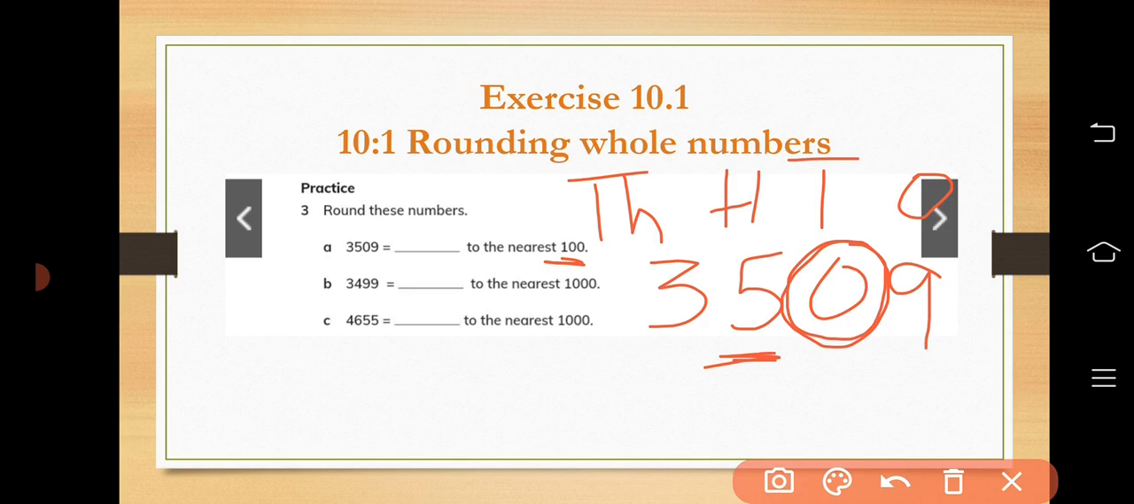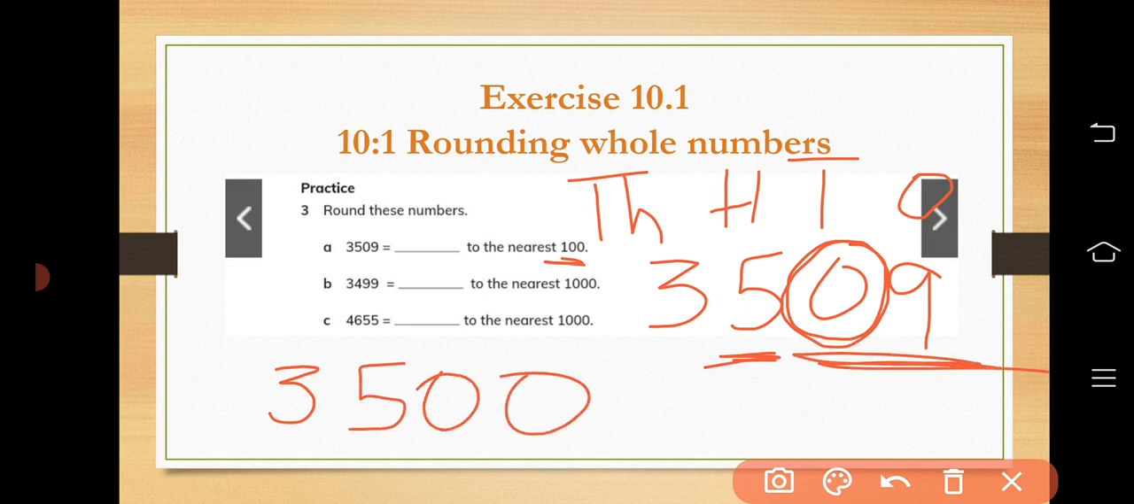So what is the rule? Now you have to check the circled value. Now here in this question the circled value is less than 5. So it means that this 35 remains the same and all these values become 0. So what is the answer of this question? 3500.